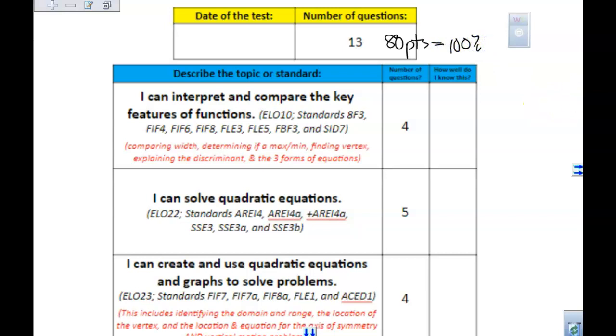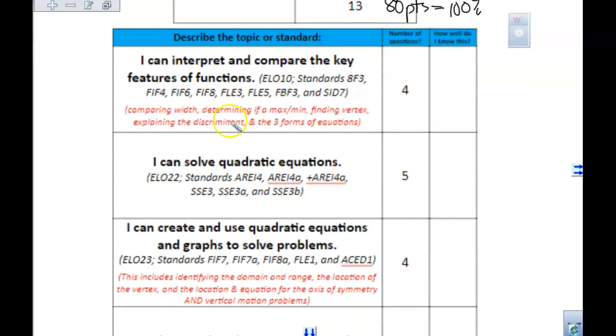I can interpret, compare key features of my function. I wouldn't write down all this ELO stuff, but I would write this bold part, and I would also put down what's in red. So, those 4 questions, as we are looking at those, interpreting, that means I can compare the width. I can determine if it's a maximum or minimum. This whole project that you guys have been doing, what you had to do with those cards, I can find the vertex. I can explain the discriminant, positive 2 solutions, negative no solution, 0, 1 solution. And I can work with the 3 forms and change between those. Of those 4 questions, you are looking at about 16 points.